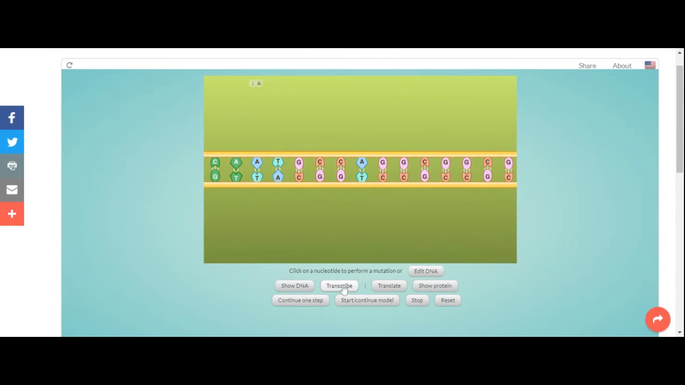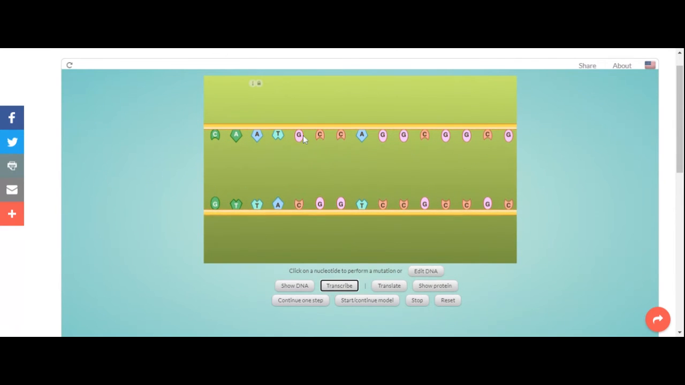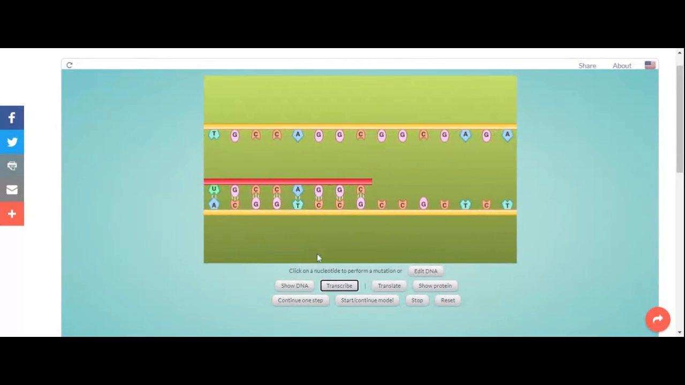We're going to do transcription first. So what happens? DNA splits. And notice, only one side is made.